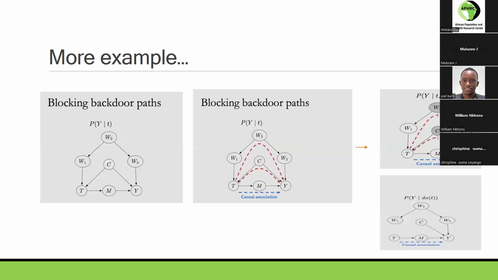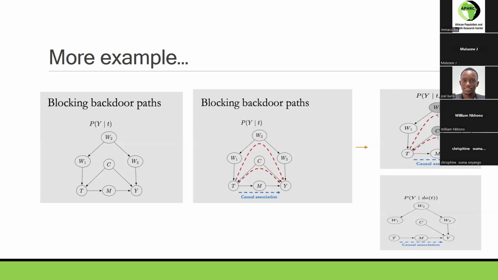We have to think about two things. One is, what are the pathways between T and Y? One is through M, that is called the causal path or direct path. The other is that T can be associated with Y through C, that is, through the confounder. C is a confounder that is responsible for the cause. But again, T can be associated with Y through W1, W2, W3. There are other paths that really should be blocked.